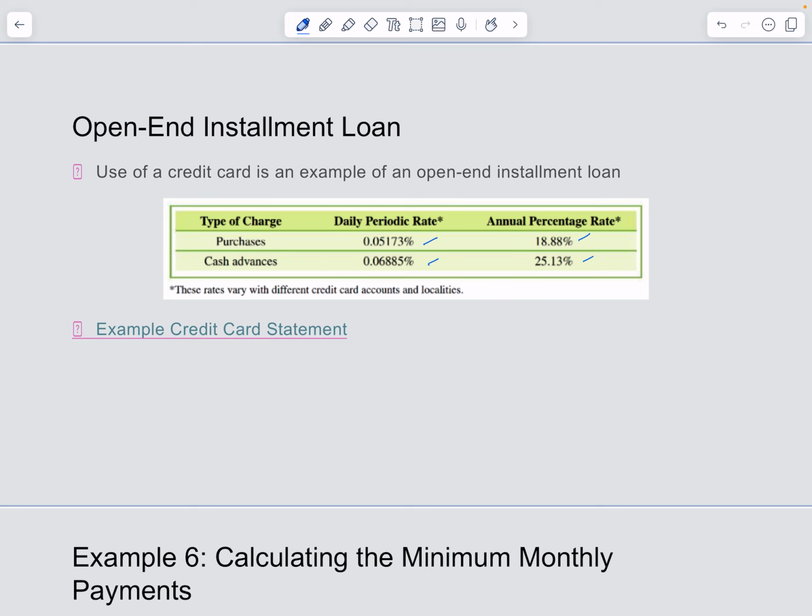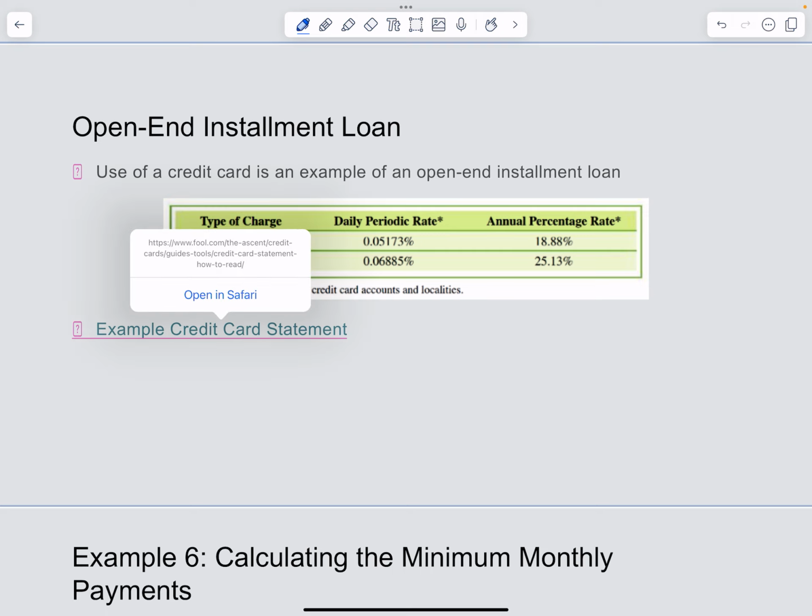If you take out a loan, usually your rates are a lot less. Credit cards are high because they know that you're going to use it, and they're hoping that you're going to leave the balance on there long enough for them to charge you interest for it. I included a link here. Let's see if it will do it.